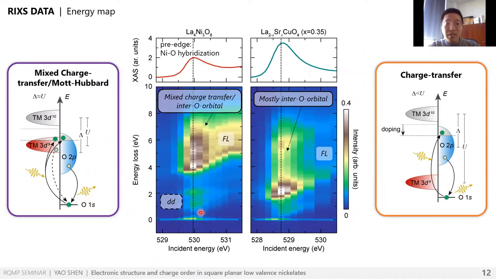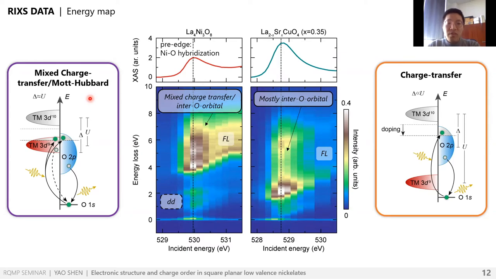And indeed, in the energy map, you can see the low energy excitations are very weak, much weaker than the high energy ones. So basically, they are dd excitations, the rearrangement of the transition metal 3d orbitals. And the high energy features are mixed charge transfer inter-oxygen orbital excitations, quite similar to the cuprates here. So this analysis gave us the conclusion that the low valence nickelates belong to the mixed charge transfer-hybrid region, so in the intermediate phase.